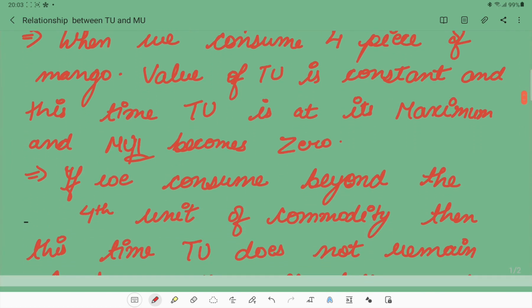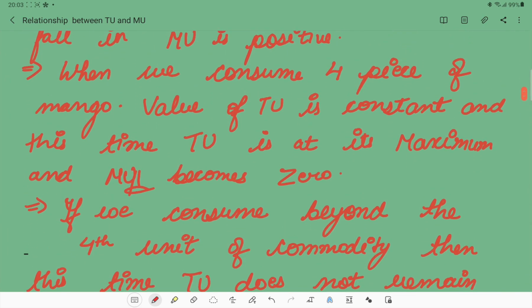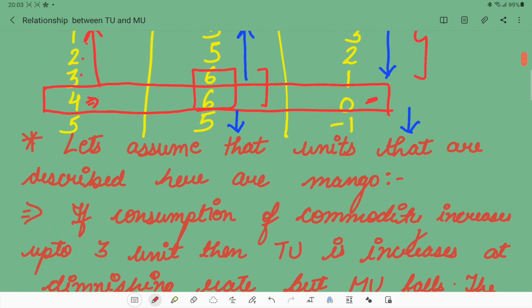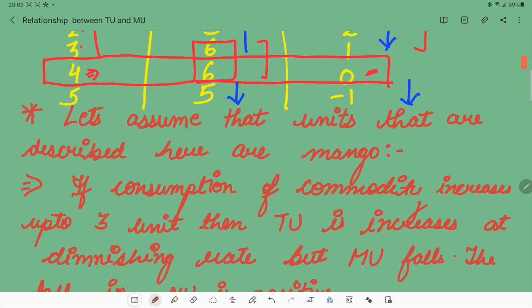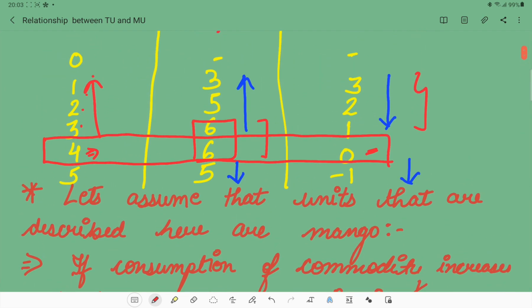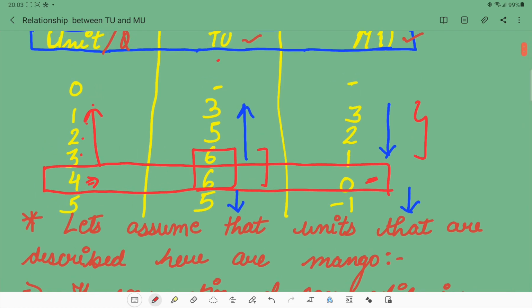Now after that, what changes are we seeing? When we consume the 5th unit of the commodity, we observe change in both: TU is changing and MU is also changing. But this time the major change in TU is that TU decreases, and it decreases at a diminishing rate. But here MU not only becomes 0, it becomes negative.